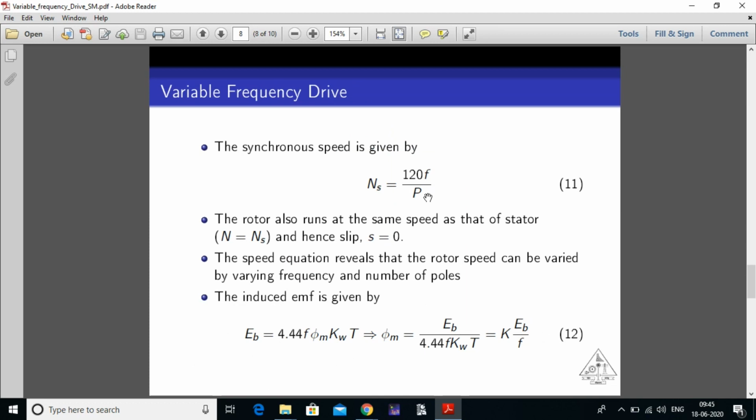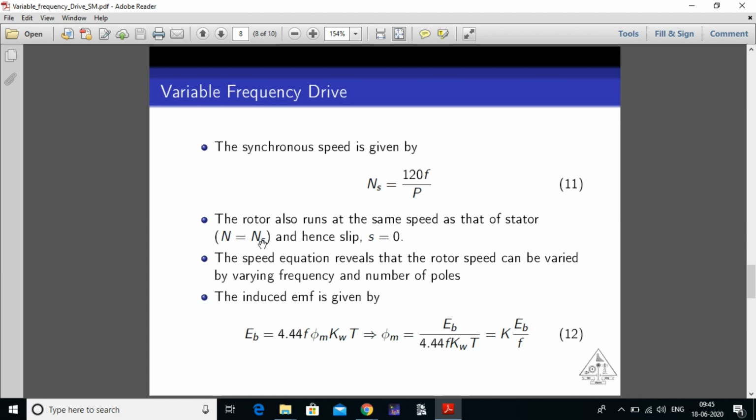Now, variable frequency drive. Our objective is to control the speed of the synchronous motor. For that, we can see what are the factors on which the speed of the synchronous motor depends. The first thing is that the synchronous motor runs at synchronous speed. That is, the rotor speed n is equal to ns, the stator magnetic flux speed.